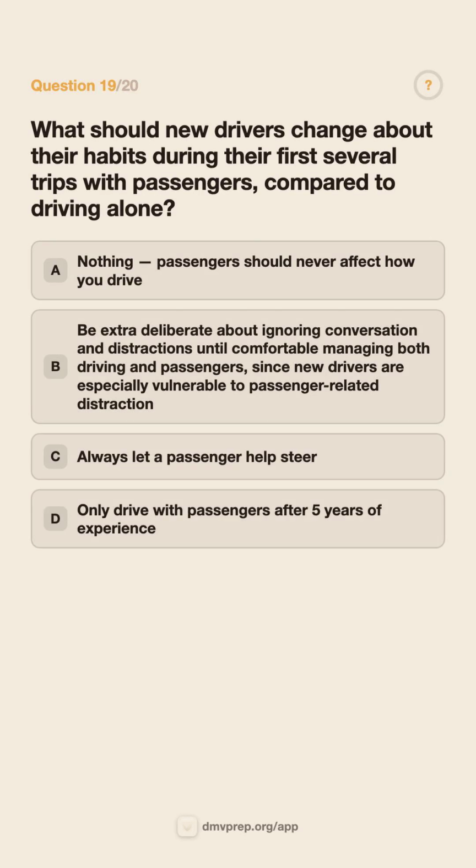Question 19. What should new drivers change about their habits during their first several trips with passengers compared to driving alone? A. Nothing. Passengers should never affect how you drive. B. Be extra deliberate about ignoring conversation and distractions until comfortable managing both driving and passengers, since new drivers are especially vulnerable to passenger-related distraction. C. Always let a passenger help steer. D. Only drive with passengers after 5 years of experience.